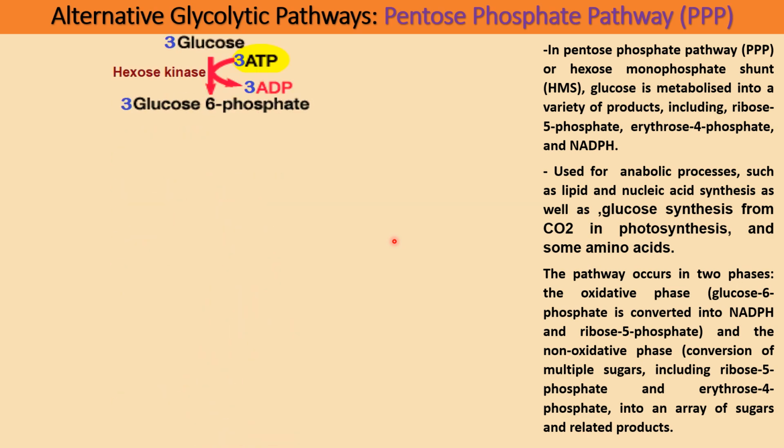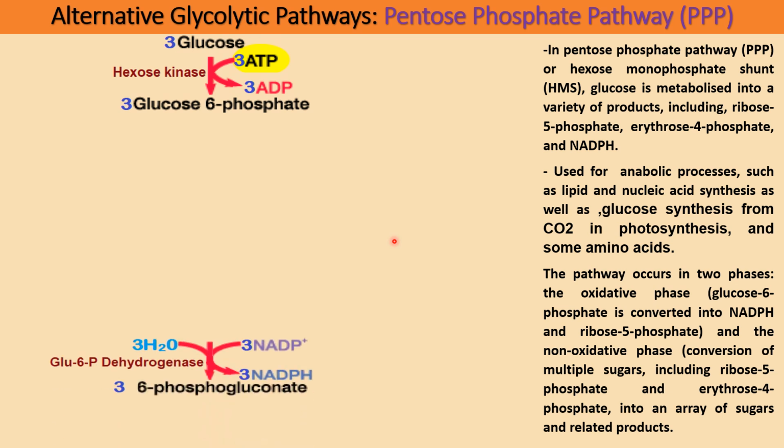Now the first step in the pathway is similar to that of the primary glycolytic pathway, which is the Embden-Meyerhof pathway, in which glucose is phosphorylated by hexokinase enzyme to glucose 6-phosphate. Now, for the pentose phosphate pathway, usually the pathway takes 3 glucose molecules at a time. So 3 glucose molecules are phosphorylated using 3 ATP to give 3 glucose 6-phosphate molecules.